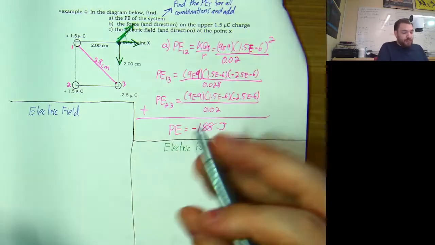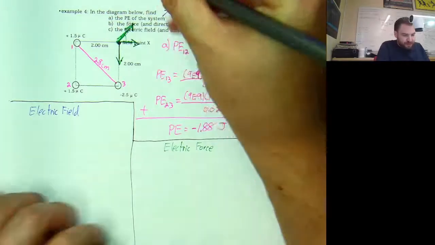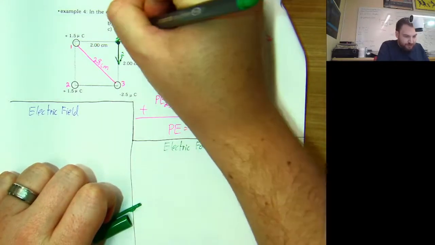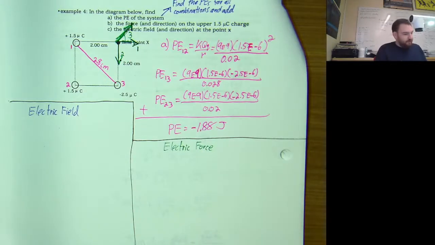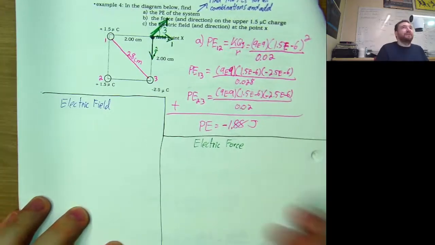Okay, so I'm going to call this one 1, this one 2, this one 3, and I should be doing all of this in blue, but I'm not. I'll switch to blue. No, I'll keep it in green. Forget it.